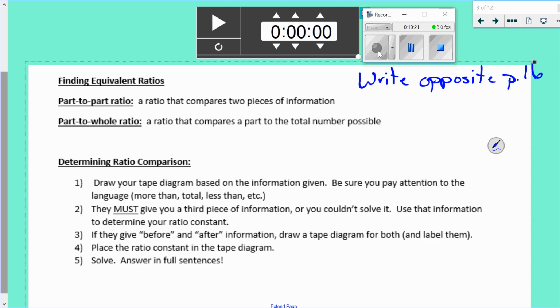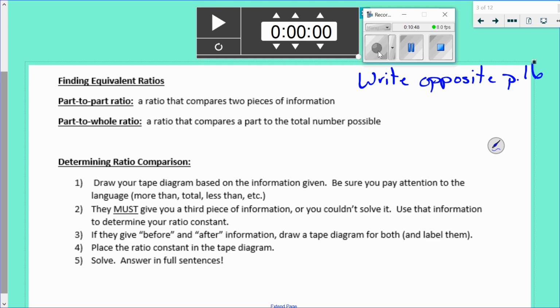Your task today is figuring out how that third piece relates to your tape diagram in order to be able to go to the next piece, which is finding your ratio constant. Some problems will give you a before and an after situation. Do tape diagrams for both. Don't try to run it all together into one tape diagram. You'll get lost, okay? Take the time, make two separate tape diagrams, one for the before and label it, one for the after and label it.